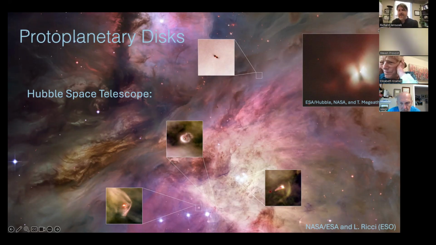And in the inset here, I have another one where we're seeing the disk sort of edge on, and you can see that the disk has got some thickness to it, and it flares out on the edges.